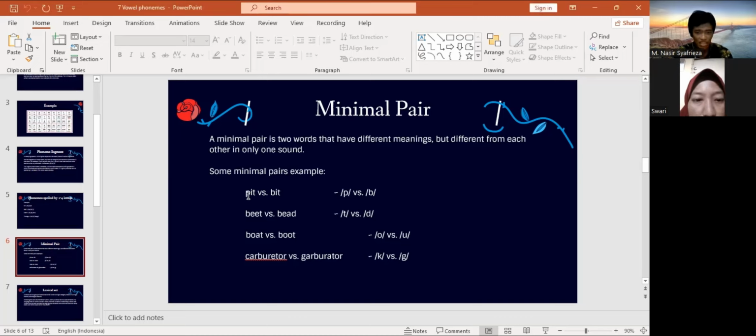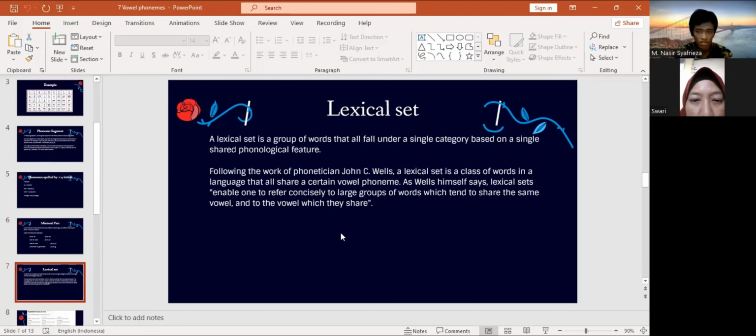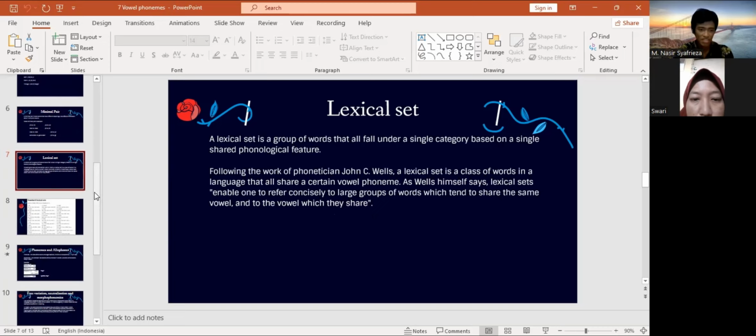And these are some minimal pair examples: bit versus beat, boat versus boot, carburetor versus carburetor. The next part is going to be presented by Kak Swari.